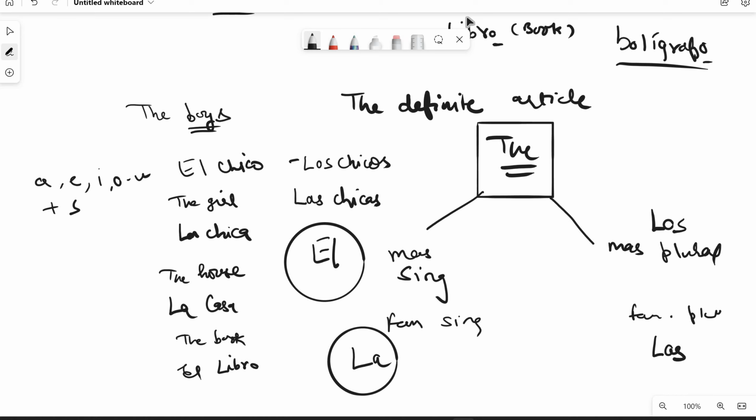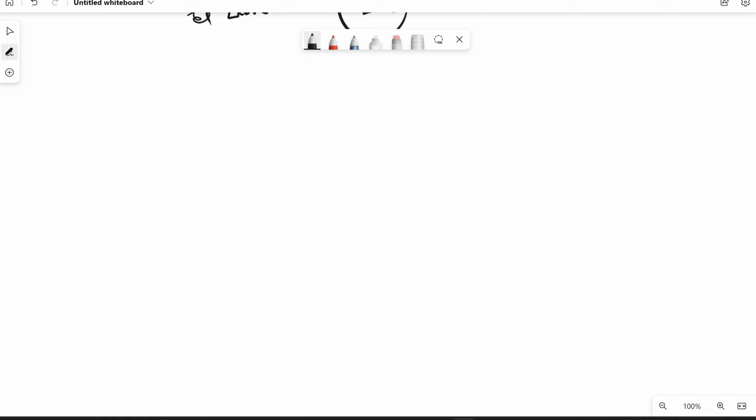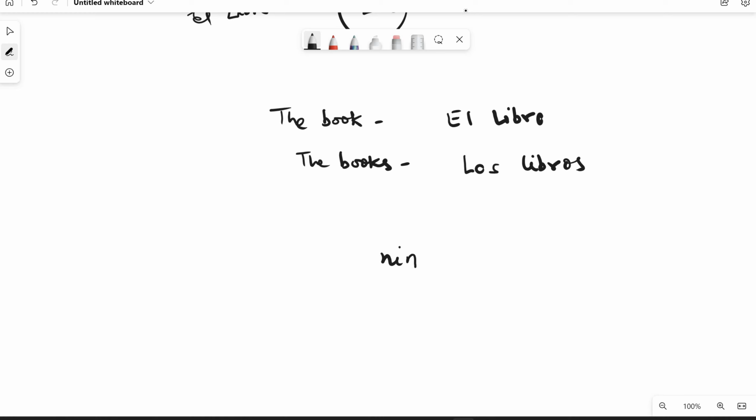Now let's do some more examples. If I want to say the book, that will be el libro. If I wanted to say the books, that would be los libros. Now, niño is a kid, that's a boy. Niña is a girl. If I wanted to say the kids, that would be los niños. If all the kids were feminine, then it would be las niñas.